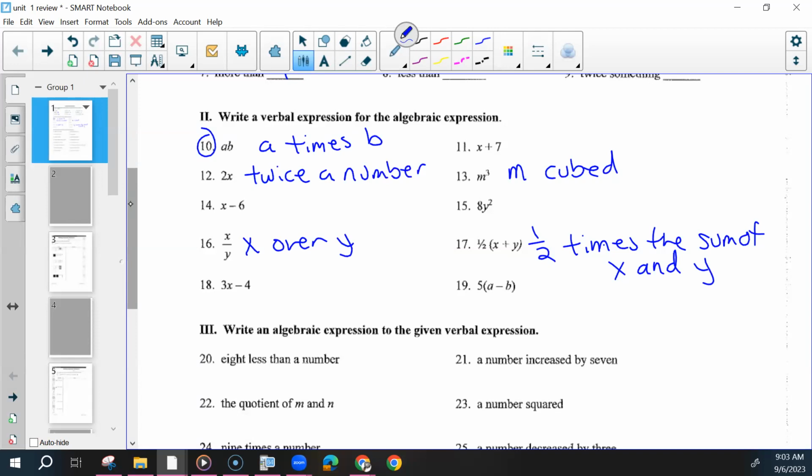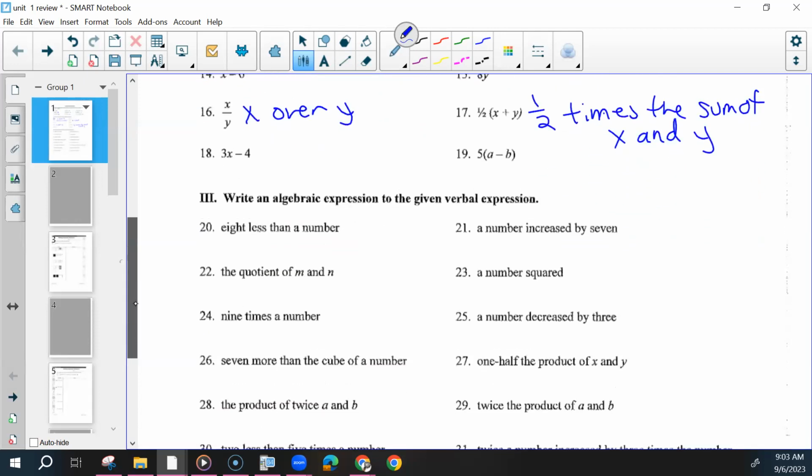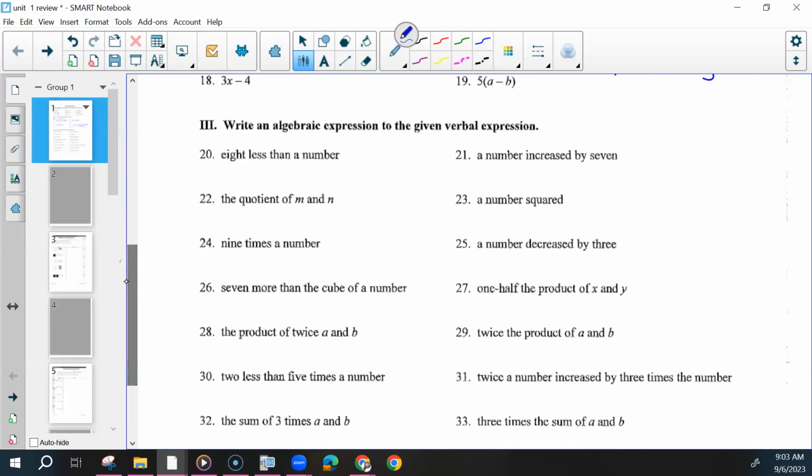Next section. Now we are taking the words and making them into math, translating them into algebraic expressions. Which of those do you want to go over and have questions about? Yeah, 31. Kimberly, Raymond.